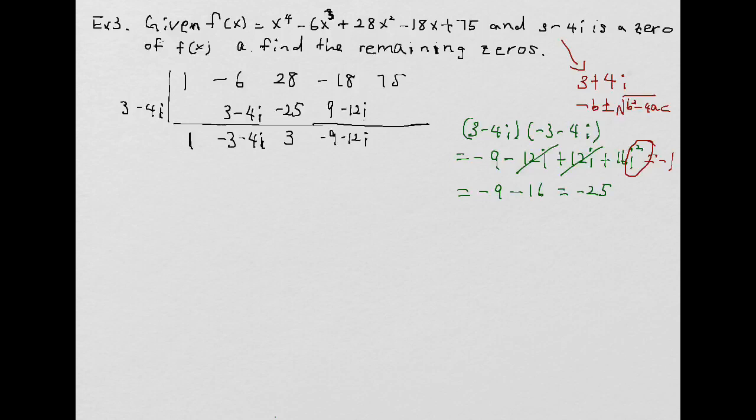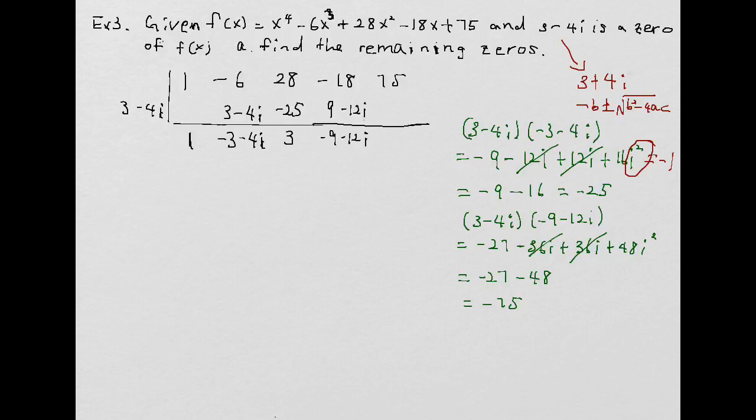And we will do another multiplication. 3 minus 4i times negative 9 minus 12i. 3 times negative 9 is negative 27. Then outer multiplication, negative 36i. Inner is positive, 4 times 9 is another 36i. And negative 4 times negative 12 is positive 48i squared. Middle term cancels out. You get negative 27 minus 48, what you end up getting is negative 75.